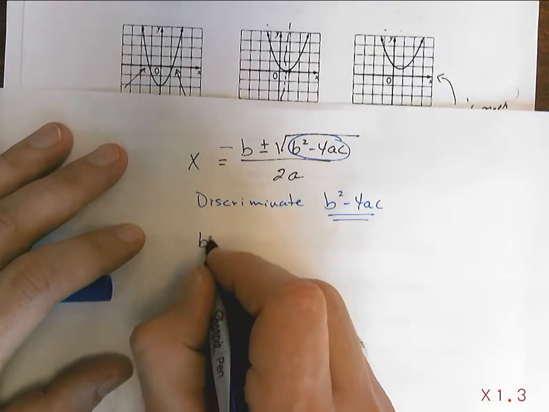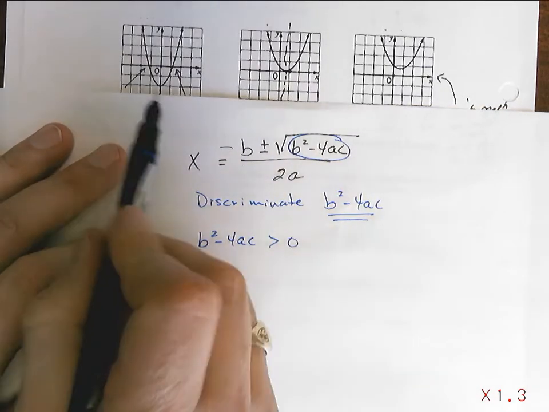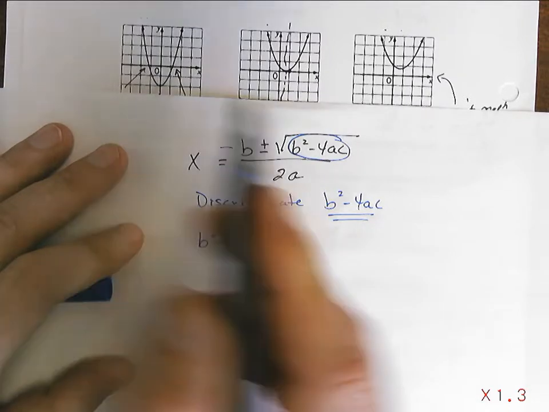So again, using math language, what that looks like is, if it's greater than 0, then we're going to have two distinct real roots and two x-intercepts.